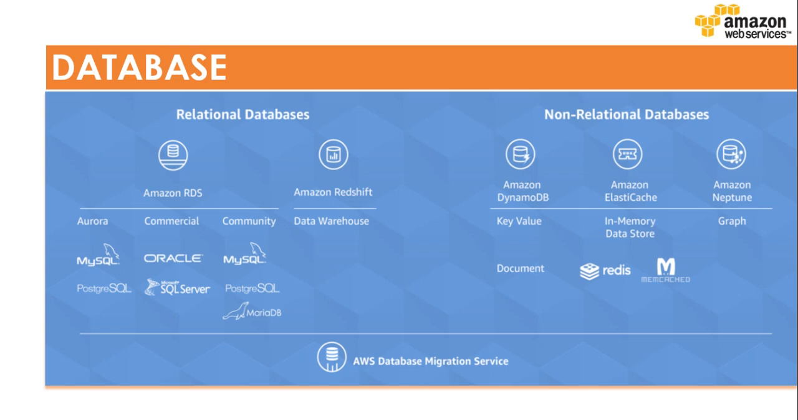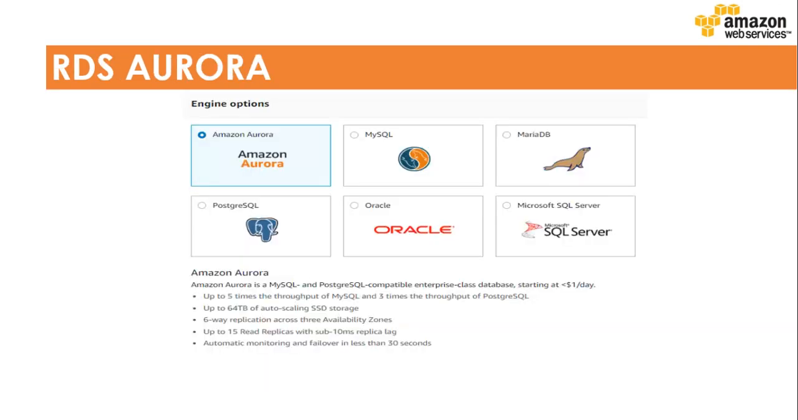In Amazon Redshift, we have data warehouse solutions, whereas in non-relational databases, we have Amazon DynamoDB, which works on key-value and documents. Amazon ElastiCache is the in-memory data store, like Redis and Memcached. Amazon Neptune is for graph storage, and so on and so forth. So let's go and talk about them in more detail.